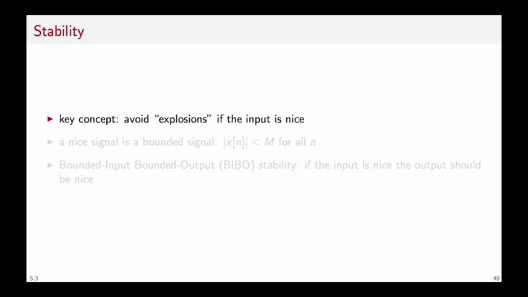Let's talk now about stability. Stability is important because it guarantees that a system will not behave unexpectedly if the input to the system is well behaved. In signal processing, a well-behaved input is a bounded input, namely a signal for which we know the maximum excursion.